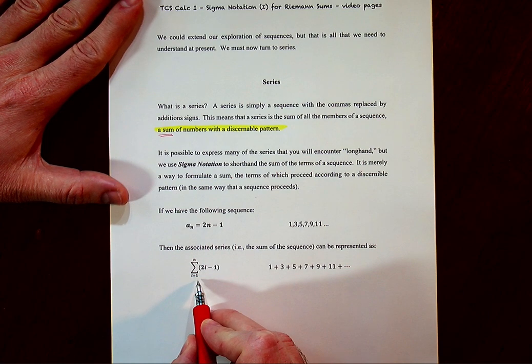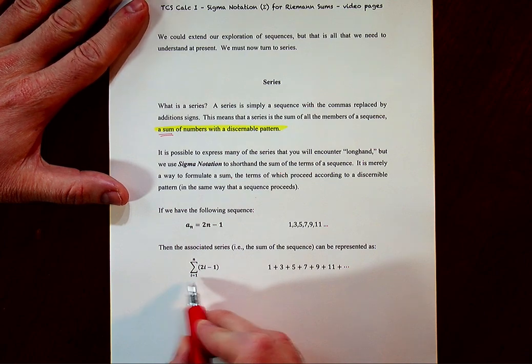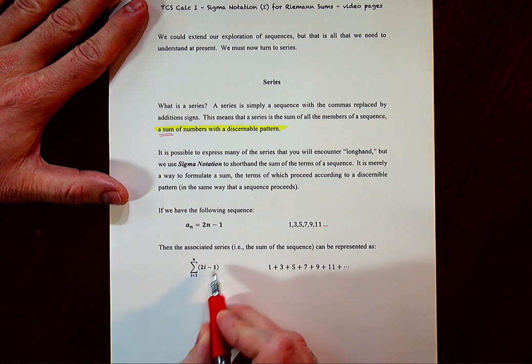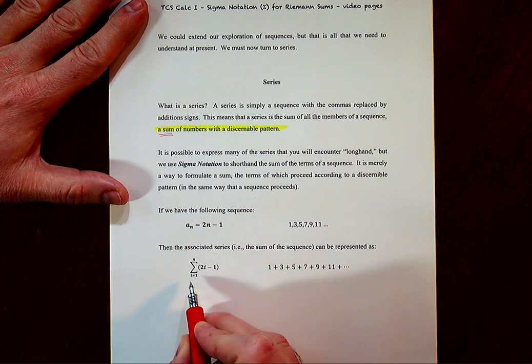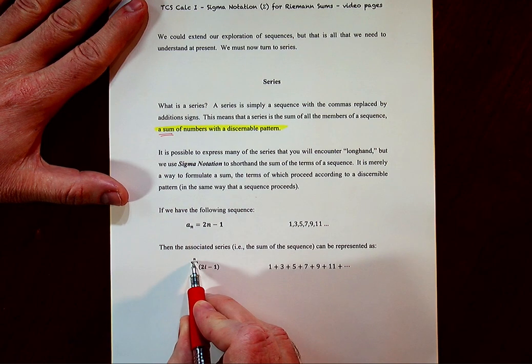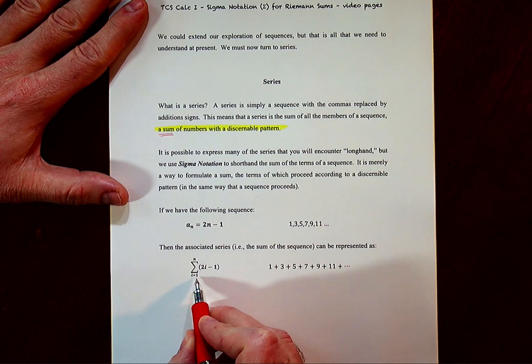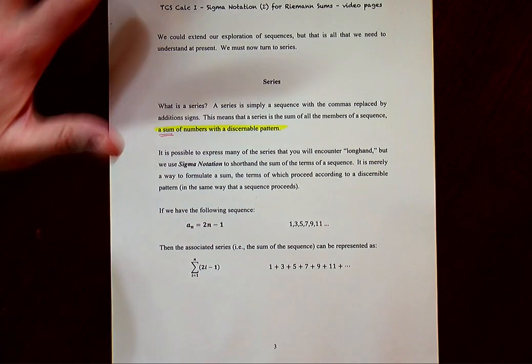Sometimes just, the choice of the variables here is really immaterial, okay? This is the sum of all of the terms that have the form 2i minus 1 from i is equal to 1 to i is equal to n. So basically the number down at the bottom is the start of the interval, and the number on the top is the top of the interval.